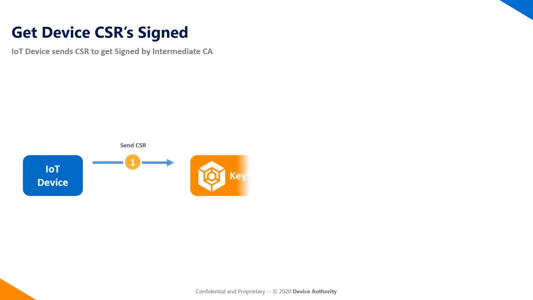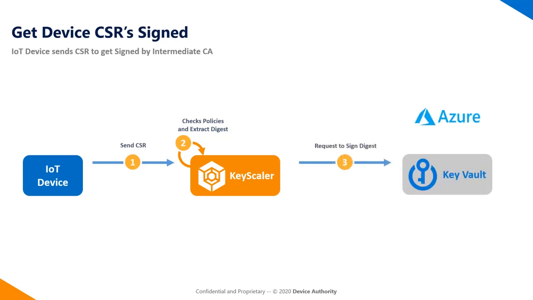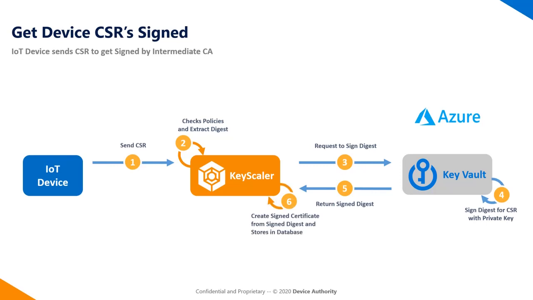First, the device sends a CSR to Keyscaler. Keyscaler checks the policies and extracts the digest from the CSR. Keyscaler sends the digest to Key Vault to get it signed. Key Vault signs the digest with its private key and it is returned to Keyscaler. Keyscaler creates a signed certificate from the signed digest and stores the certificate in a local database. And finally, the signed certificate can be downloaded or provisioned automatically to the IoT device.